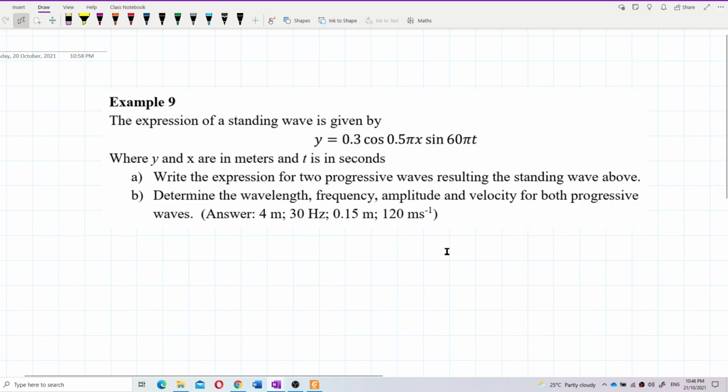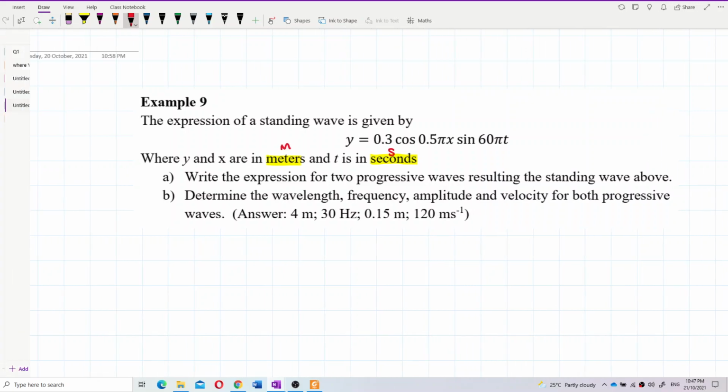Okay, now let us look at these questions. The expression of a standing wave is given by y equal to 0.3 cosine 0.5 pi x and then sine 60 pi t, where y and x are in meters and t in seconds. So always pay attention to the unit. This one is meter, t is in second.